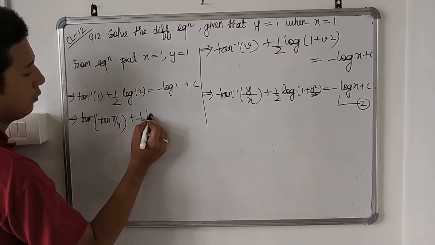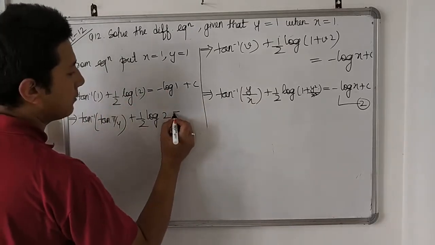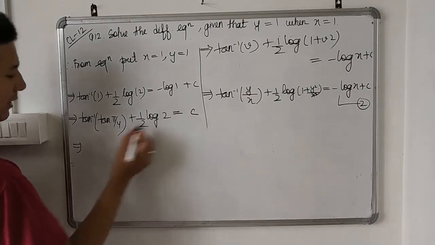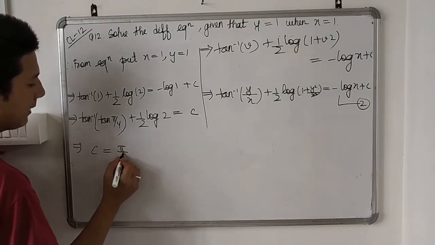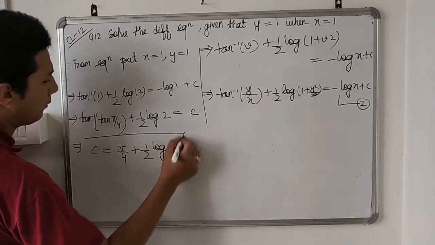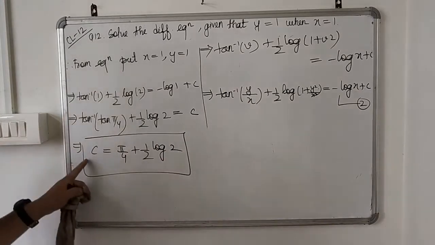So half log 2. Log 1 is 0, so minus 0. We don't have to write, so it is equal to c. Now tan inverse tan pi by 4 means pi by 4. Hence the value for c will be pi by 4 plus half log 2. These are all constants. c is a constant, pi by 4 is also constant, log 2 is also constant. So the value for c is this.